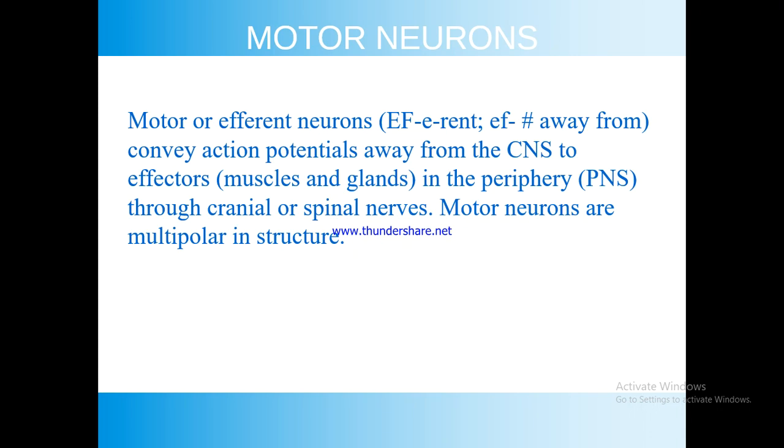Next are the motor neurons. Motor or efferent neurons convey action potentials away from the central nervous system to effectors such as muscles and glands in the peripheral nervous system through cranial or spinal nerves. Motor neurons are multipolar in structure. So motor neurons are the ones which carry the information or the message from the central nervous system to the muscles or the glands.